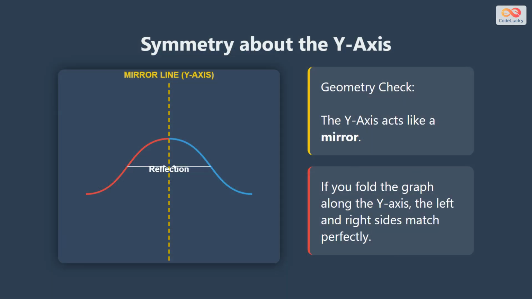Visually, this algebraic property creates a specific type of symmetry. Think of the y-axis as a mirror. If a graph is an even function, the left side is a perfect reflection of the right side. If you folded the graph along the vertical line, the two halves would match perfectly.